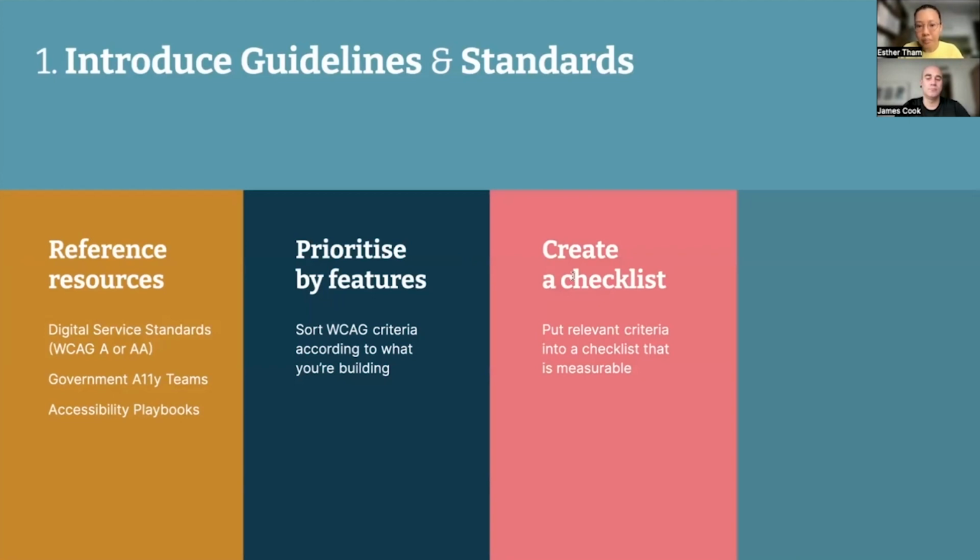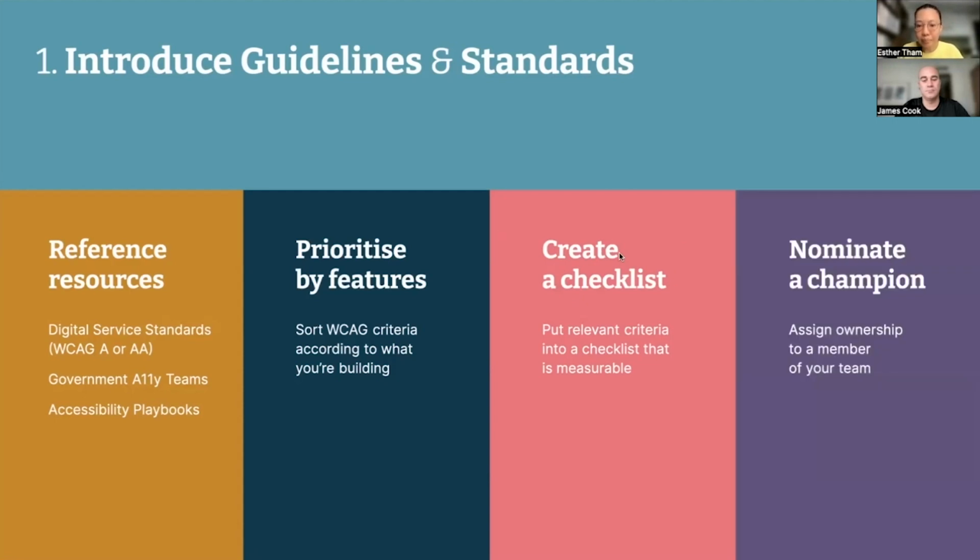Create a checklist. Put all of the criteria that you have identified as relevant in a checklist that is measurable, so you can track the percentage of criteria that are fulfilled. Review it at the various stages of building your service, ideally from start to finish. Teams should also be able to use this checklist to do accessibility reviews on built features or features currently in development.